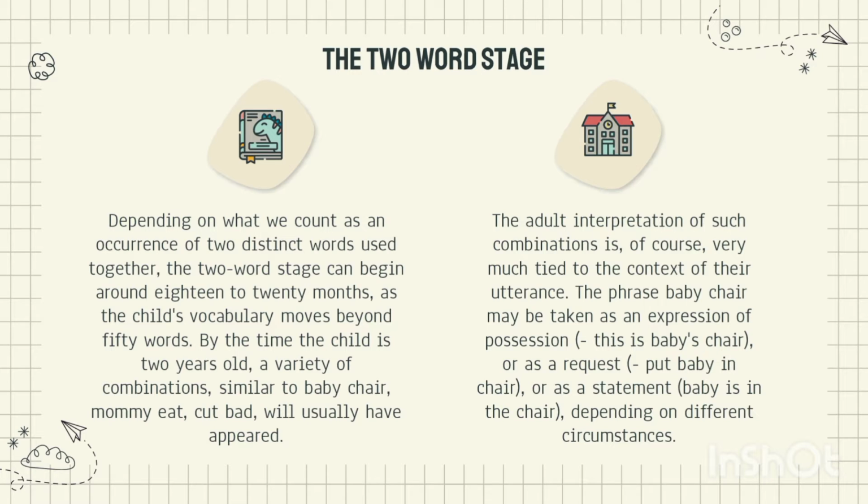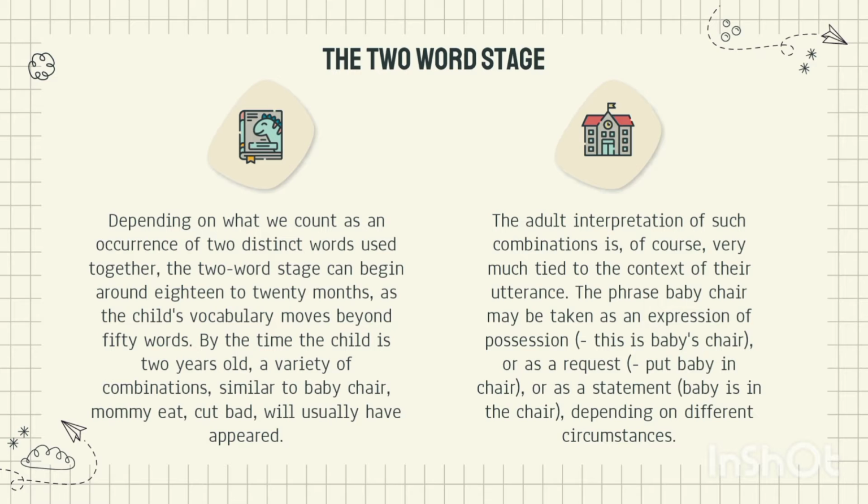The two word stage, depending on what we count as a course, consists of two words used together. The two word stage can begin about 18 to 20 months as the child's vocabulary moves beyond 50 words. By the time the child is 2 years old, a variety of combinations similar to baby chair, mommy eat, cat baby will usually have appeared.